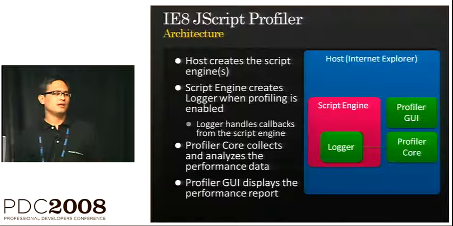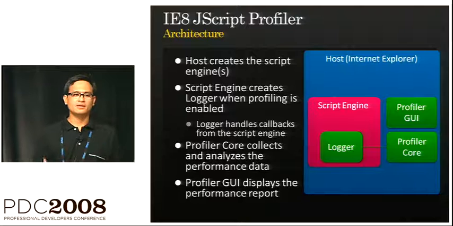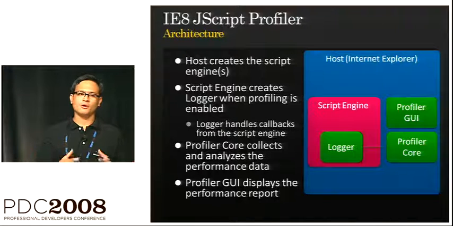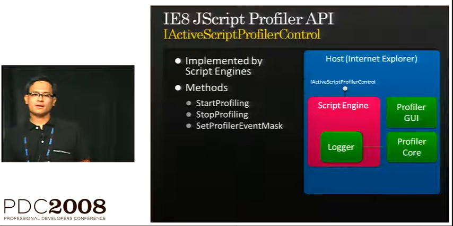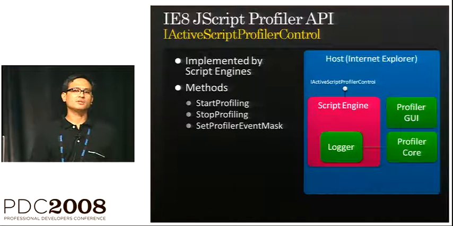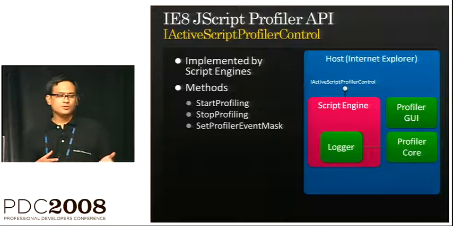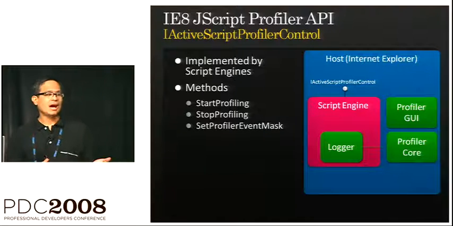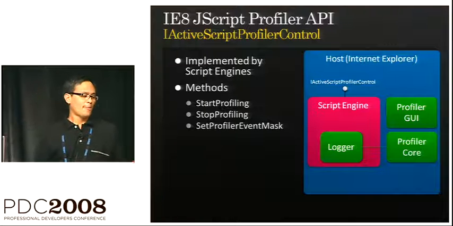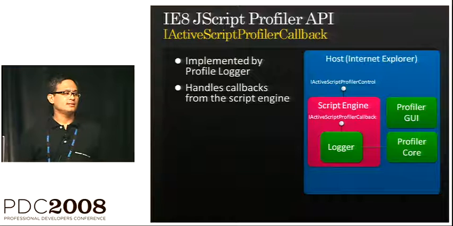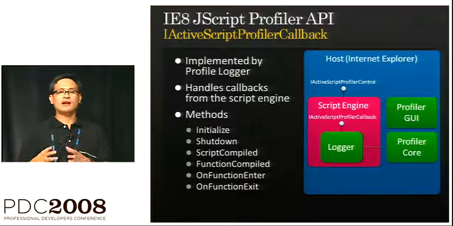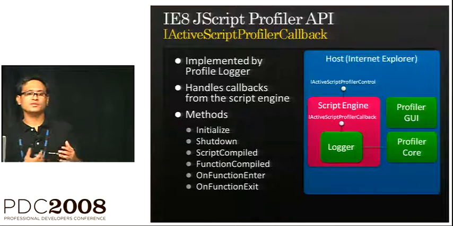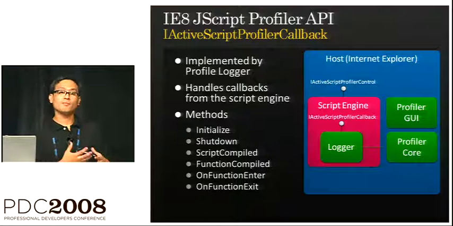Now, as part of this, we have introduced a couple of APIs. So if some of you might want to write your own profiler, you can make use of these APIs. The first one is implemented by the script engine. Currently, only the JScript engine in IE8 Beta 2 supports this interface. It allows you to start and stop profiling. It's called the IActiveScriptProfilerControl. The second interface is the IActiveScriptProfilerCallback, which is an interface that any profile logger that is interested in capturing those profile data from the script engine should implement.